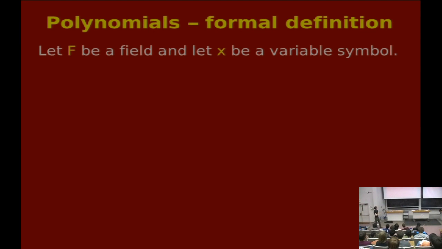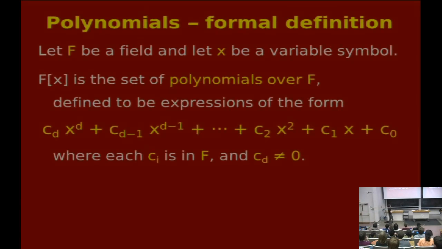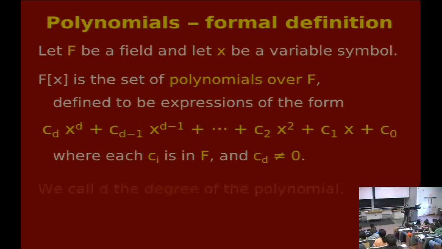Formal definition of polynomials. So fix a field F and a variable symbol x. So F[x] is the set of polynomials over F, and it's defined to be all expressions that look like this. So you have a coefficient c sub d times x to the d plus another coefficient times x to the d minus 1, all the way down to x to the 1, and a coefficient just by itself, c0. And each of the coefficients should be in the field. And I'm going to insist that the top coefficient, the one standing next to the highest power of x, is non-zero. Because if it's 0, you should just imagine deleting that one. So it's like a formal expression.